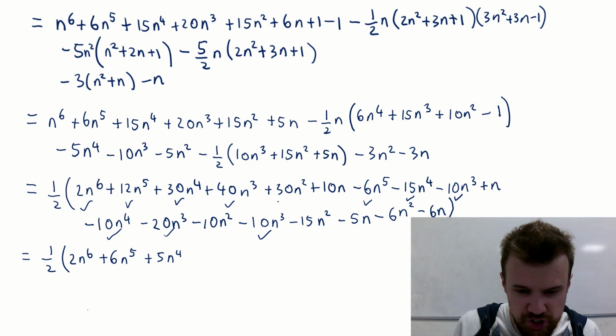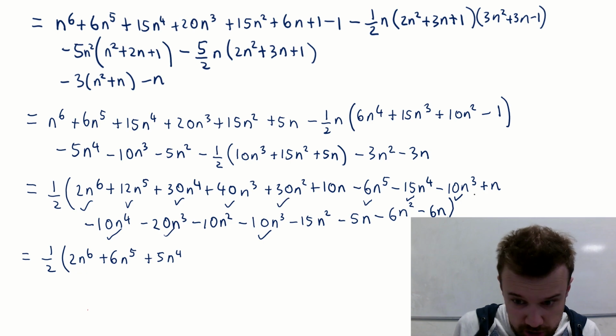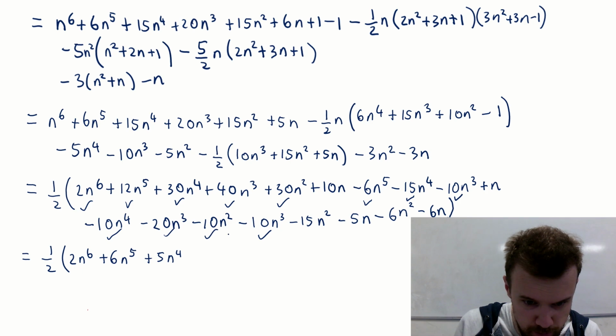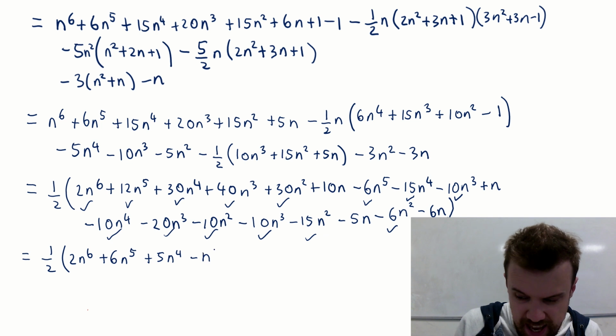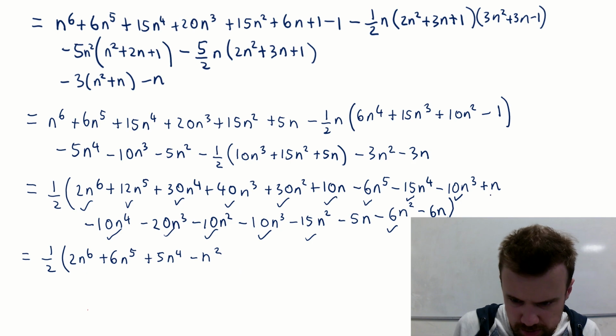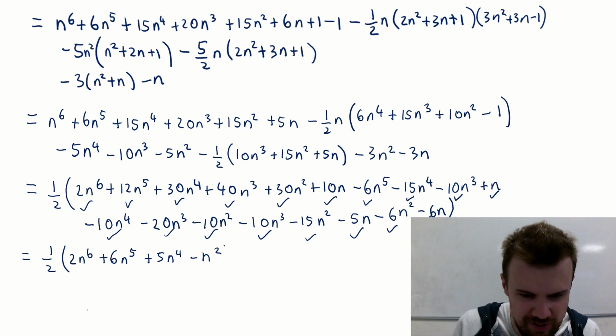Moving on to the n squareds, we've got the 30n squared. We've got no n squareds over there. We've got minus 10n squared, so we've got 20. Minus 15, so we're down to 5. But then we're taking away 6, so we've got a minus n squared. And then with the n's, 10n plus n is 11n, but then we're taking away 5n and taking away 6n, which means we end up with no n's. So there we go, we've got that.